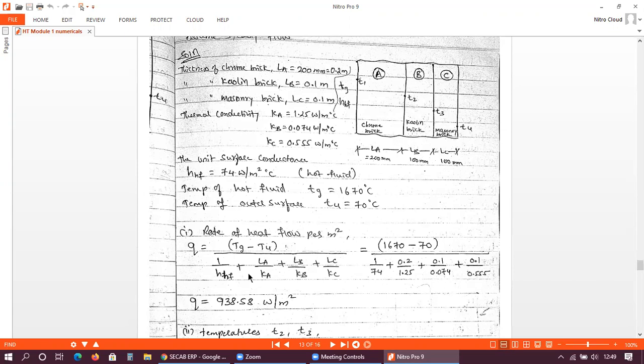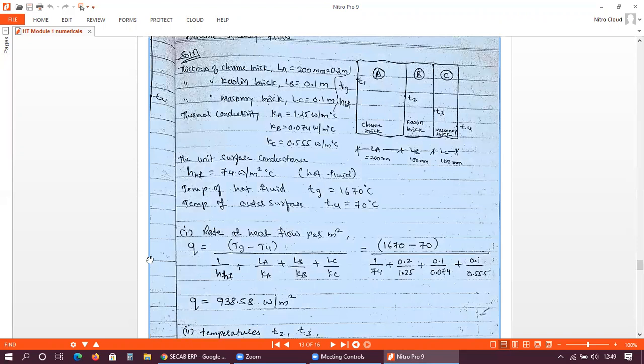Here I have taken area as common, and I have transferred it to the left hand side of the equation. That's why it has become capital Q by A. Okay, another 8 minutes are left, so we'll finish off this part.